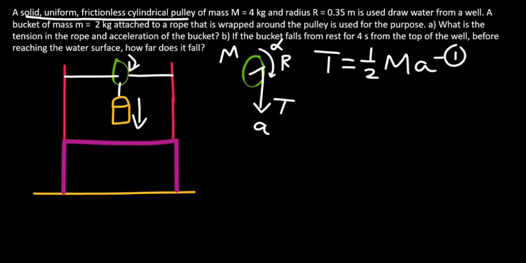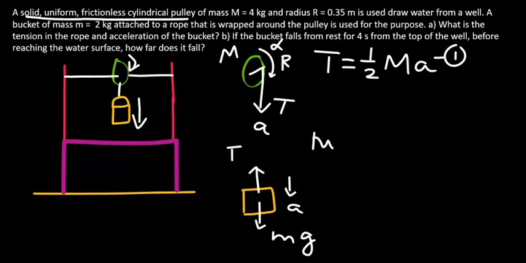The second diagram, or free body diagram, is that of the bucket. So you have this bucket, the weight of which is little m times gravity. You have tension that is trying to pull it upward, and then you have this acceleration. So that means the weight, little mg, minus tension equals little ma. The bucket and the pulley are part of the same system, so they have the same acceleration. So this is equation 2.